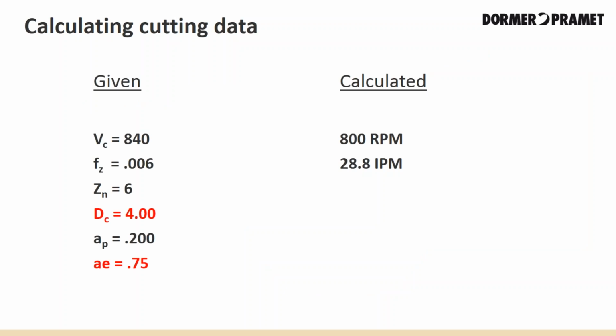From our example, we are given in red the cutter diameter and the radial depth of cut engagement up above. We've calculated the RPM, which is the surface footage of 840 times 3.82, which is a constant, divided by the cutter diameter of 4 inches, and that gives us 800 RPM. Then you take the 800 RPM and multiply it by 0.006, which is the IPT, and that will give us 4.8, and then multiply by 6 teeth, and that gives us what the feed controller would like to see, in this case 28.8 inches per minute.